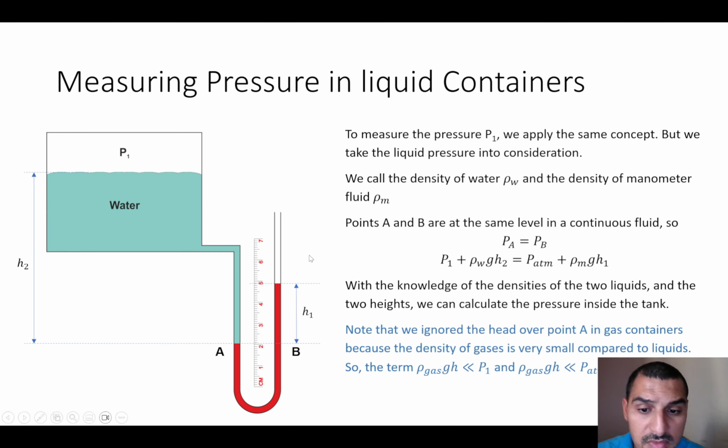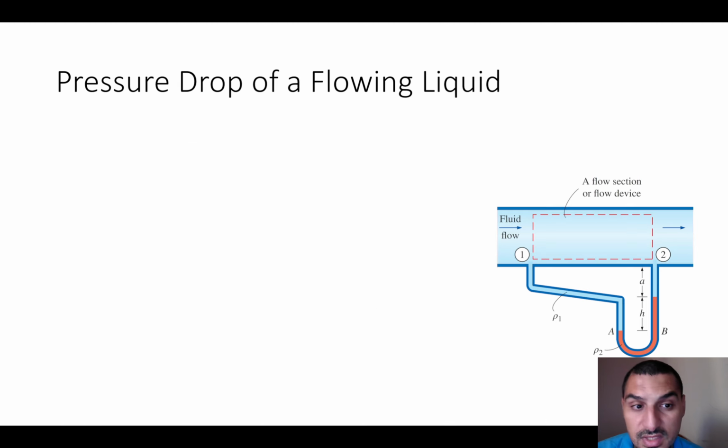We ignored this term before for gas containers, because we said that the density of the gas is very small. So if it's a gas, and this is why we ignored it before, then this value is very small compared to P1. So we can easily ignore it without affecting the actual values that we should get.